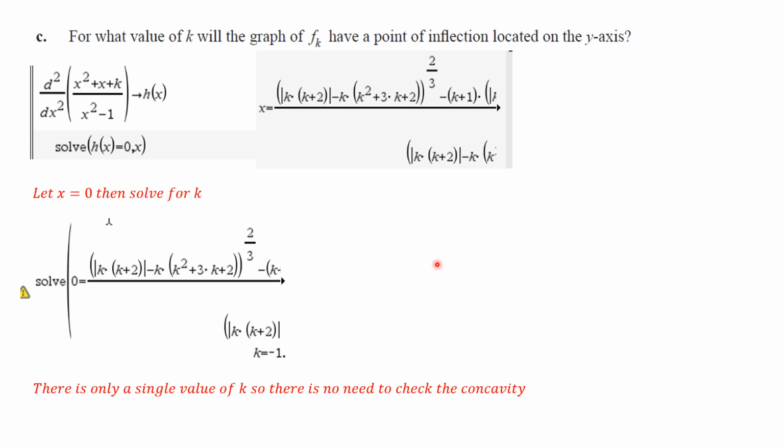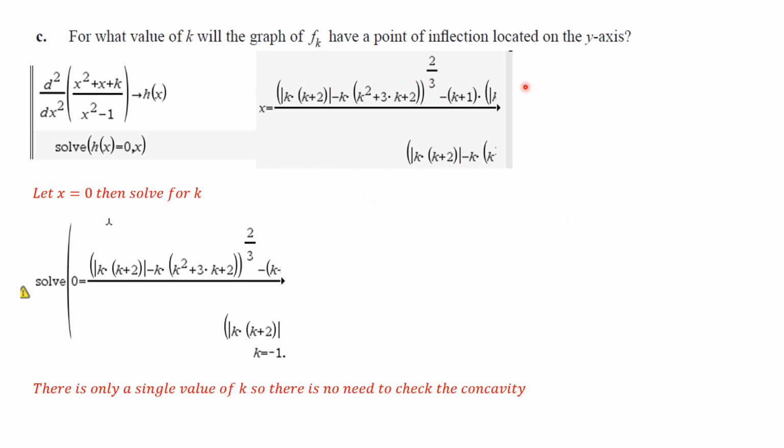Okay, the last part. This time again, we are asked to work out k so that we have a point of inflection located on the y-axis. So you need to read and try to understand the question and see what equation you need to set up. Firstly, because of the point of inflection, we want to find the second derivative, and then we want to make that equal to 0. So you solve for it equal to 0, and then you get your x values here.